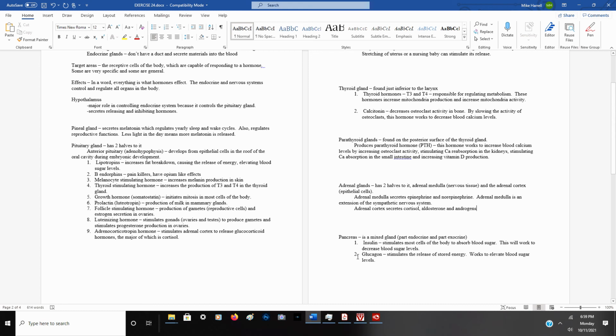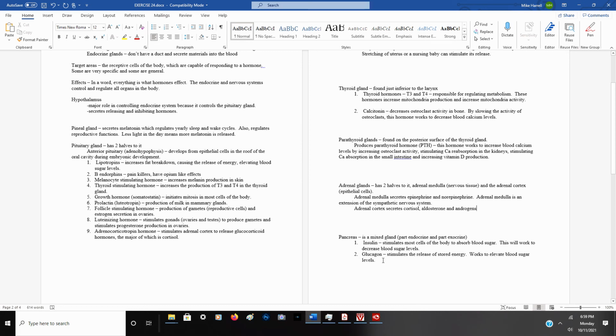Now, glucagon kind of has an opposite effect. This one's function is to raise your blood sugar. So let's say you've gone throughout the day, you hadn't eaten anything, and you've been busy. Your blood sugar levels have dropped. Now glucagon will be released. Remember, insulin was released when blood sugar is high. This one's released when blood sugar is low.